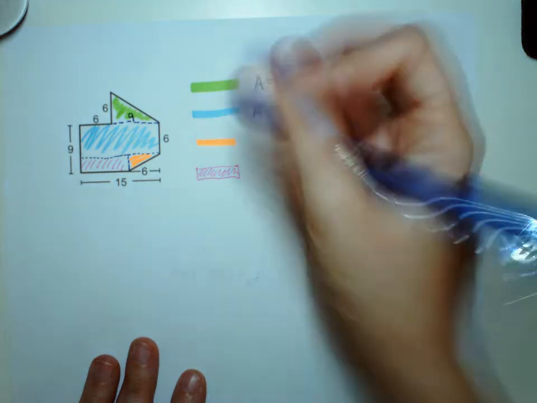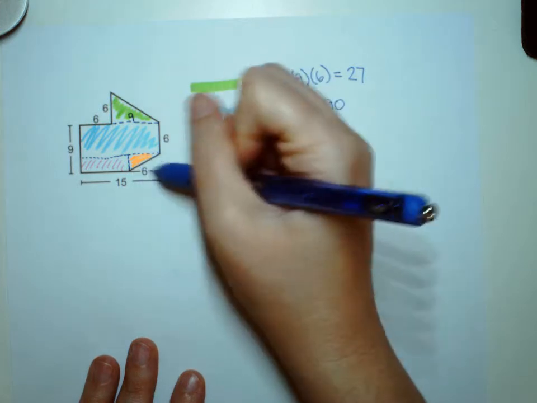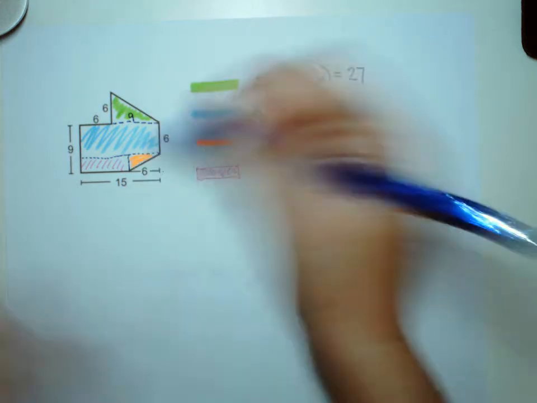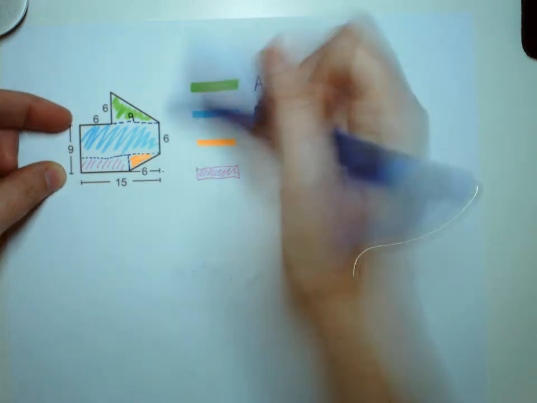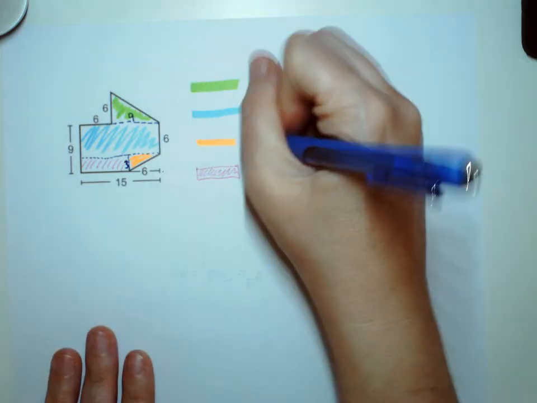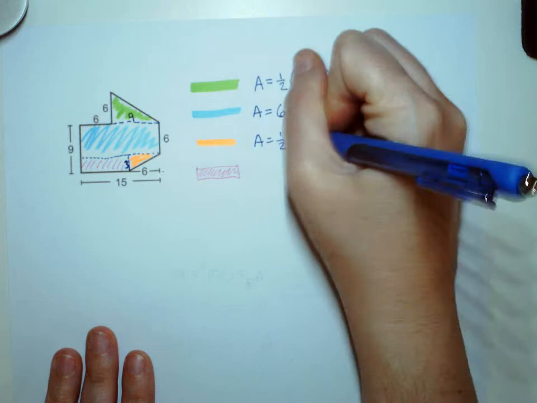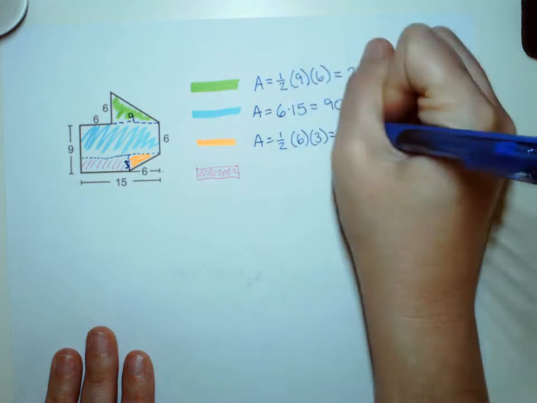Okay, so then here, this little triangle, the key is it told me that this is 6, but what's this? Well, if this entire side over here is 9, and I've already used 6, this must be 3. So the area of that is going to be 1/2 of the base, 6, times the height, 3, which gives me an area of 9.